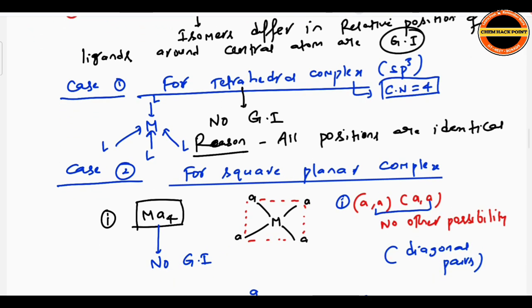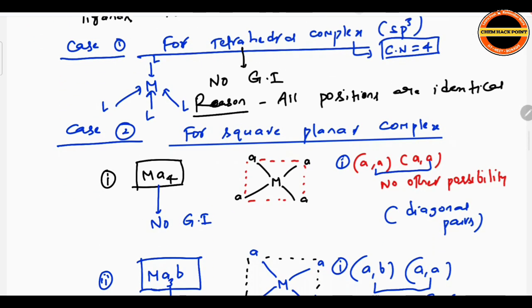Next, case 2. For square planar complexes, pay attention, listen here, very important concept. Ma4, I wrote like this, a square planar complex. You try to make diagonal pairs every time. Diagonal pairs meaning here A, I made one pair, another A, and diagonal pairs, one more pair. So it is one particular arrangement. Is there any other possibility other than this? We are just making those 4 ligands into random diagonal pairs. Because all are the same type, you will not get another possibility. No other possibility, so we write diagonal pairs. If there is no other possibility, straight away you can write no GI.